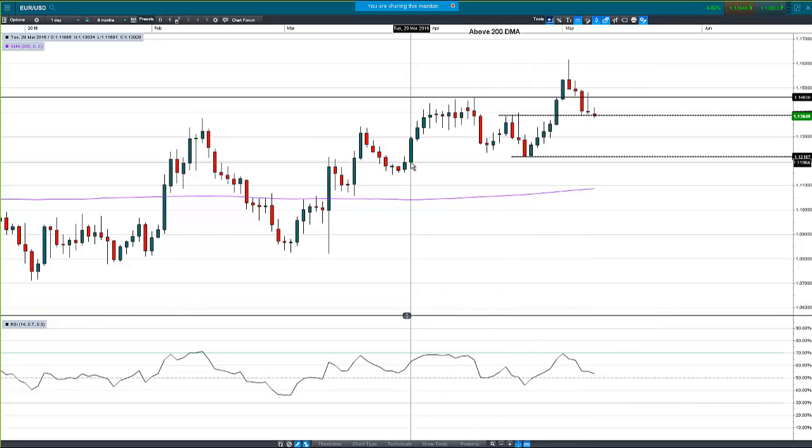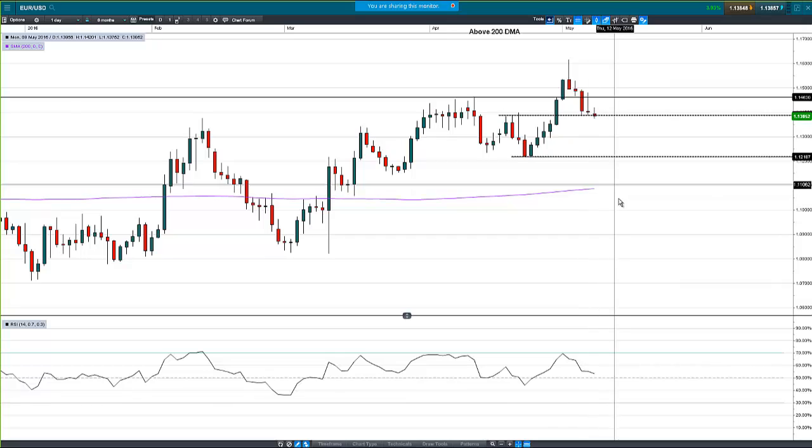We need really to be taken out of the 112 area to surely pick up the momentum, and then obviously get back below the 200-day moving average to have any real hope of a sustained downtrend.